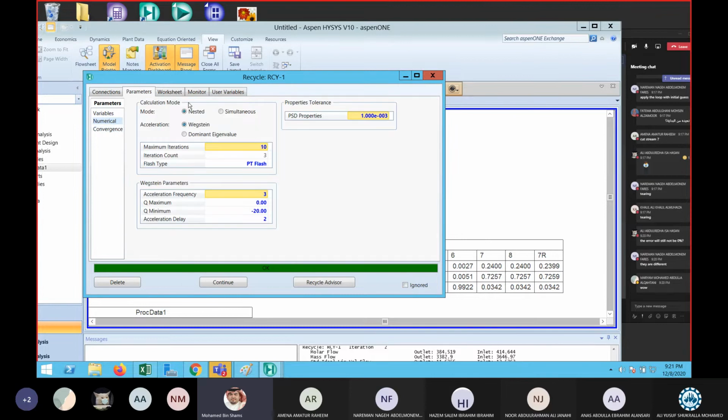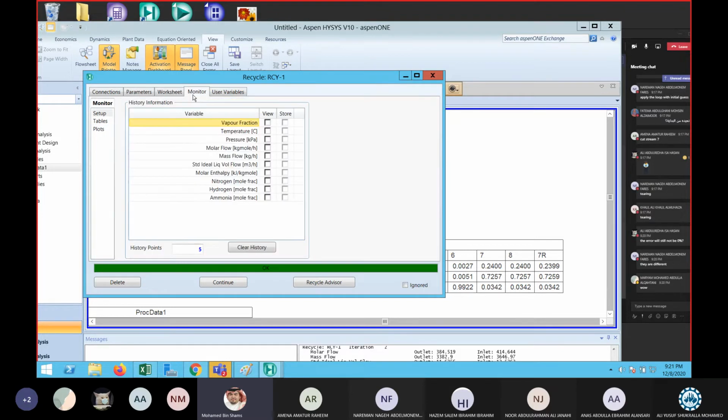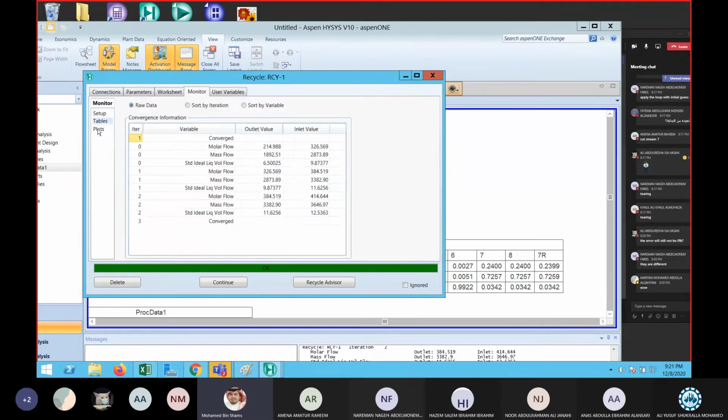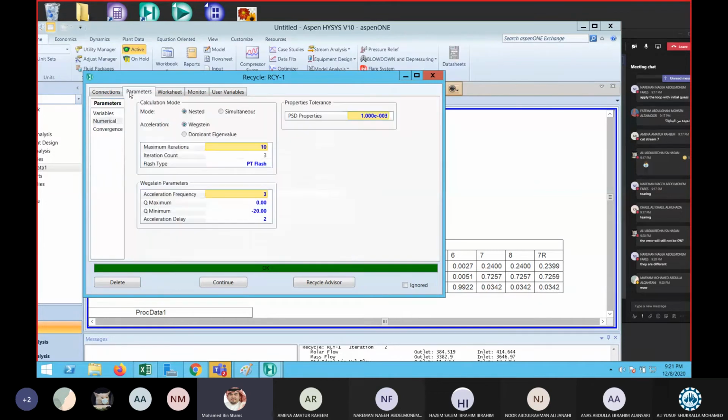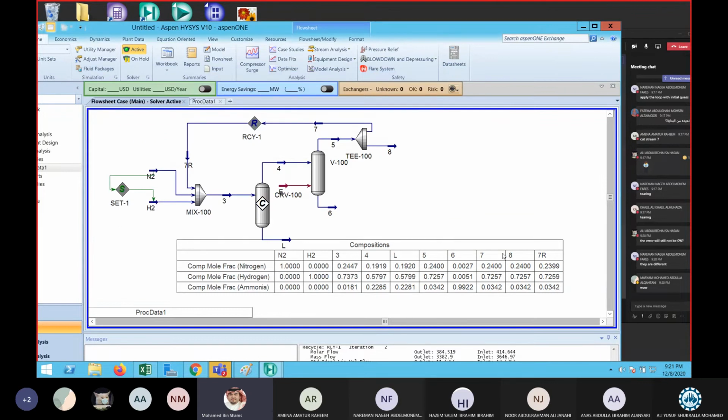Okay guys, under numerical, see, it even says numerical. So there are numerical iterative things happening in the background, and it shows you the iterations required for this recycle. That's it. So this is how we do recycle, and it's been explained to you in lots of detail.